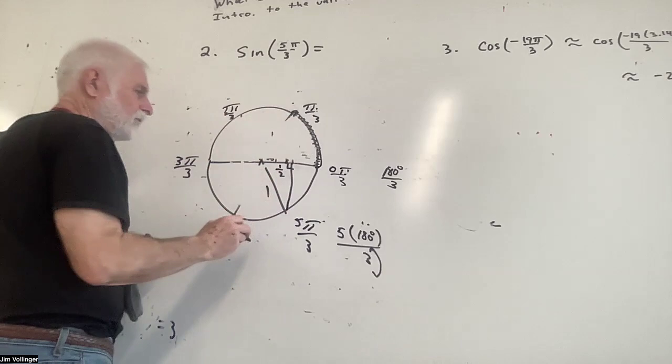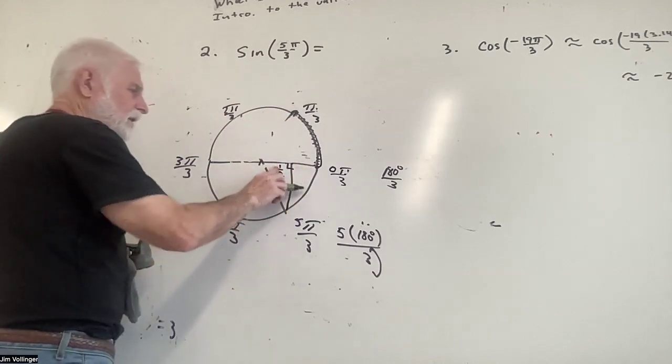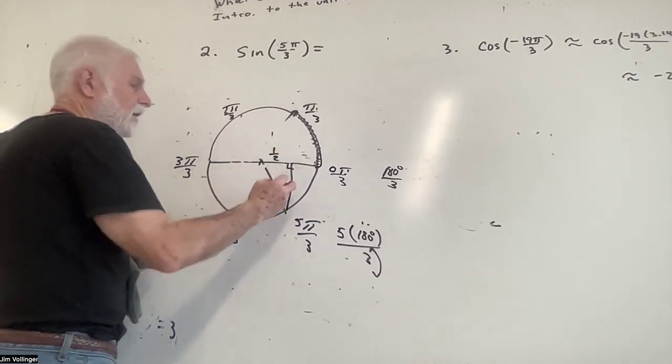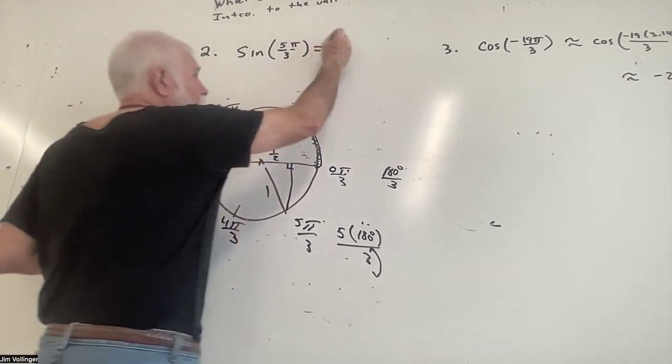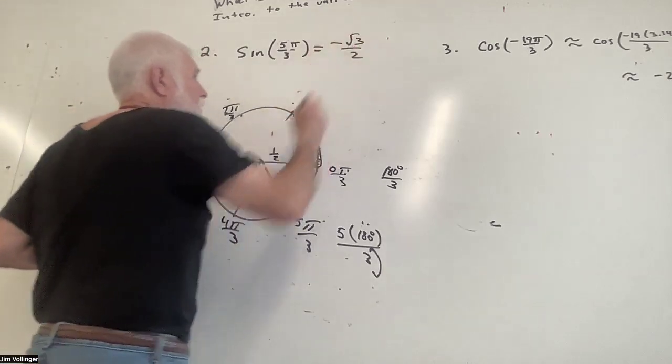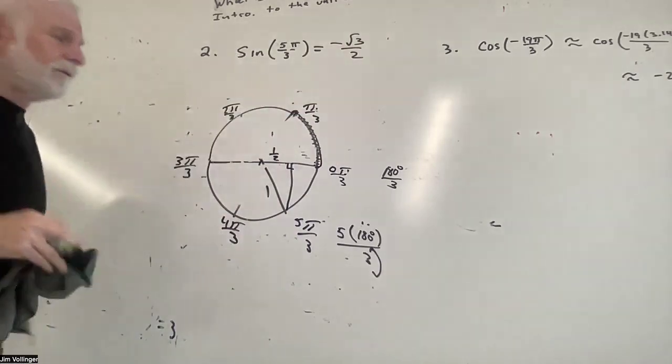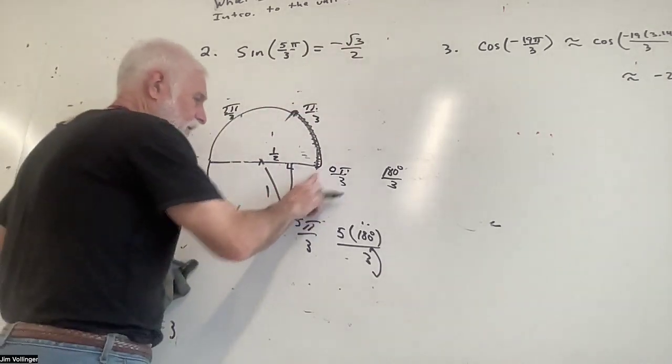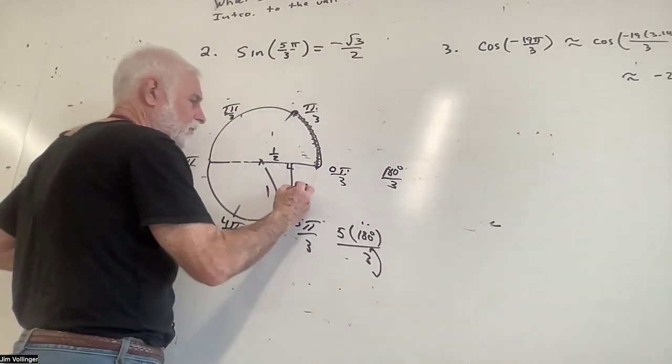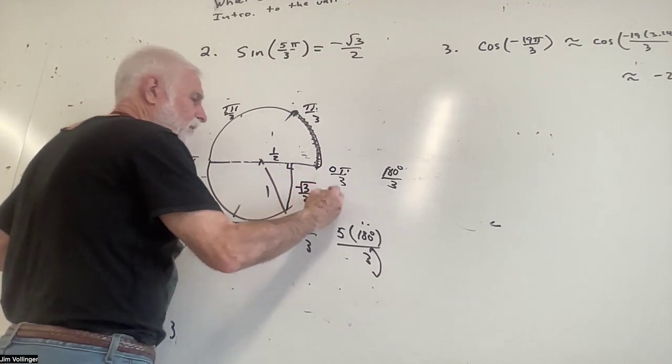I know the hypotenuse is 1. It never changes signs. I know the cosine is a half. And now I know the answer to this is negative root 3 over 2. I don't know if I said negative or positive at the beginning, but right now that's negative root 3 over 2. And I've asked you to memorize it.